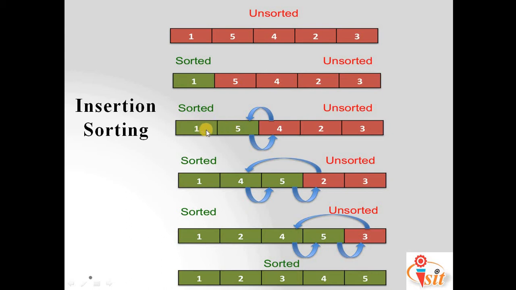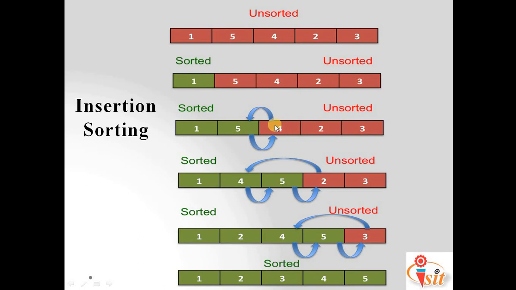So 1 is less than 5, and the second element, that is 5, is greater than 1. So both are in the right order. In that case, there is no need to do the insert. So 1 and 5 are now in sorted order and the remaining elements like 4, 2 and 3 are in the unsorted order. So from the unsorted order the next element is 4.